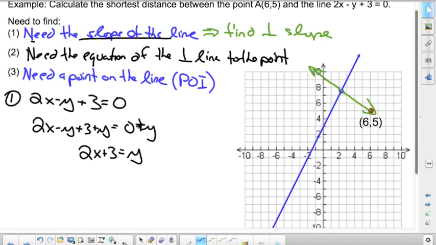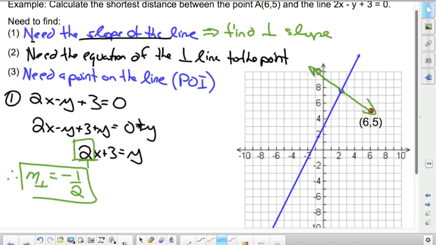So what's the slope of our blue line? 2, right? y equals mx plus b. Wherever the coefficient of x is, that's our slope. So therefore, what's the slope of the perpendicular line? Yeah, negative reciprocal, right? So it's equal to negative the reciprocal of 2. 2 is just 2 over 1. So the slope of the perpendicular line is negative 1/2.